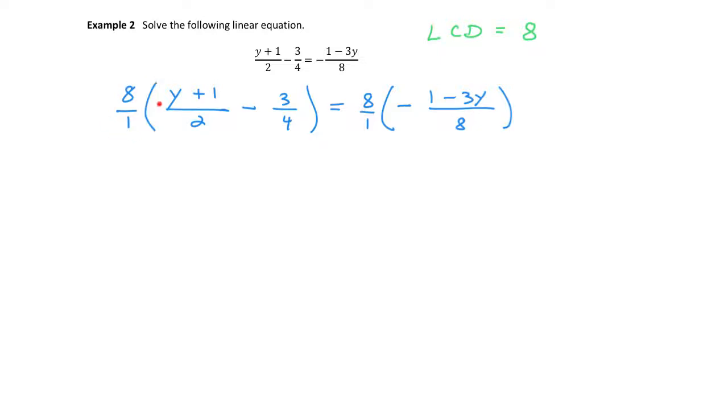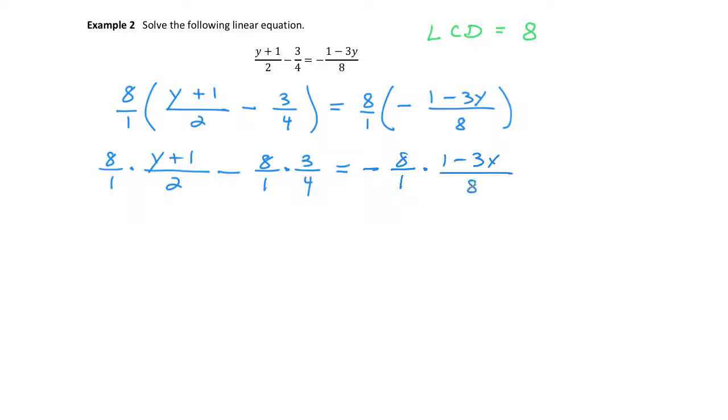So this whole thing gets multiplied here as well as here. And there's really nothing being distributed. You could actually just rewrite this as negative 8 over 1 times this last fraction. But going through this will multiply right here to give us 8 over 1 times y plus 1 over 2, minus, and then it gets multiplied here, and we have 8 over 1 times 3 over 4. This is equal to, I have three values here, 8 over 1, negative 1, and this fraction. I'm going to choose to write this as negative 8 over 1 times 1 minus 3y over 8.